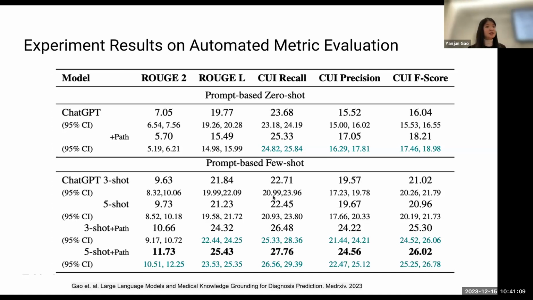Another detail is that we're using two different metrics for our results reporting here. One is called ROUGE, a conventional summarization evaluation metric based on string overlap. It's based on n-gram overlap, like the bigram, and we also have the longest subsequence overlap. And then there's the concept recall, precision, and F-score, where we convert the predicted diagnosis into a list of concepts with their identifiers, and we measure the overlap between these sets. That's where the F-score comes from.